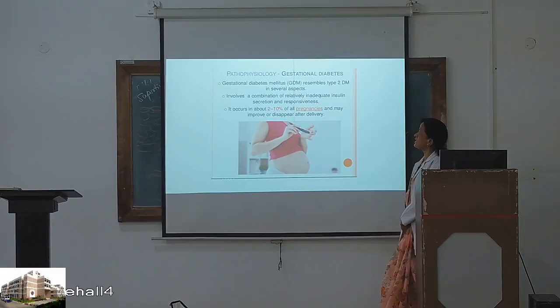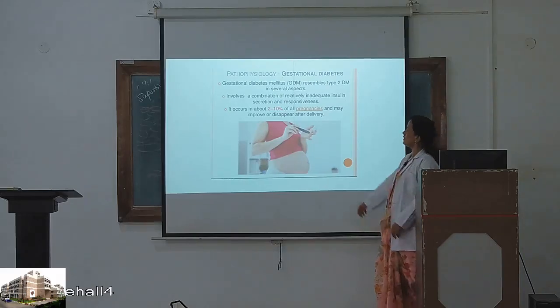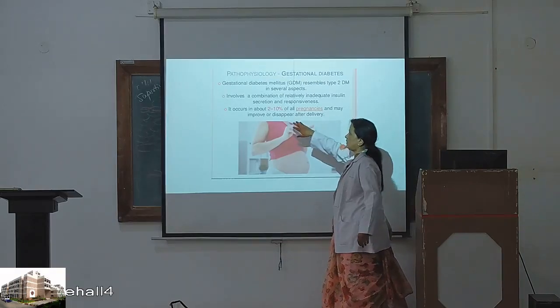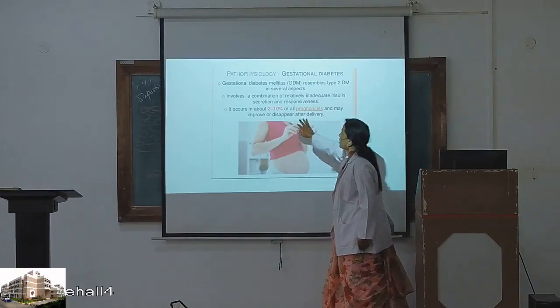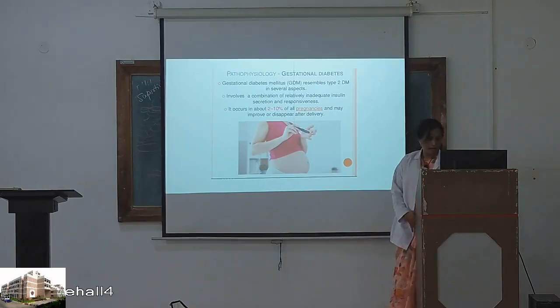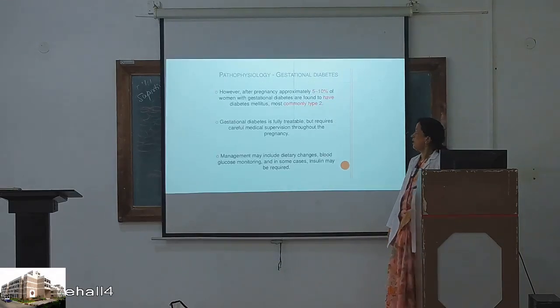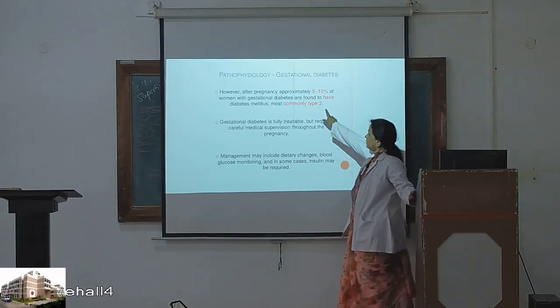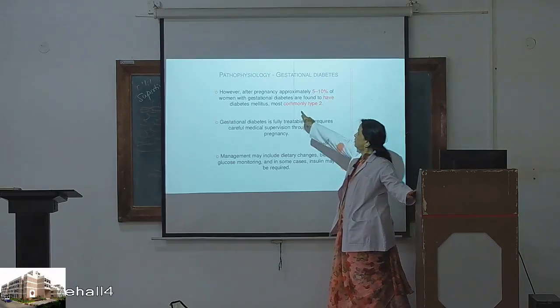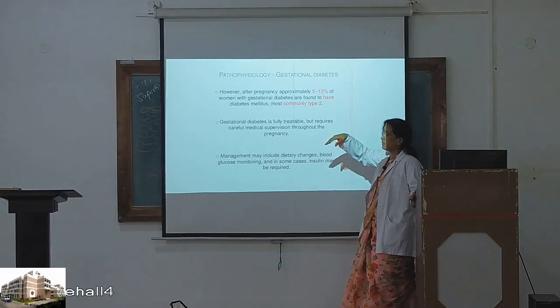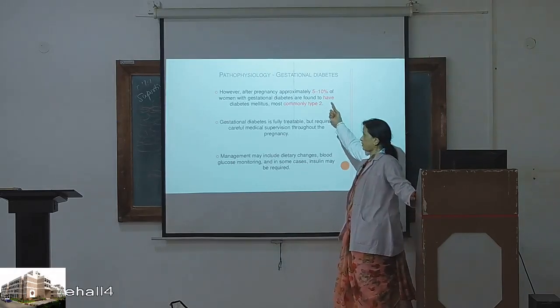So gestational diabetes mellitus resembles type 2 diabetes mellitus in several aspects. This involves a combination of inadequate insulin secretion and responsiveness. I told you 4% earlier, so it can occur, say, affecting about 2 to 10% of all pregnancies. And these pregnant women after delivery may improve. Their blood glucose may revert back to normal. However, 5 to 10% of women are found to have diabetes mellitus, most commonly type 2. It may not return back to normal. It all depends on their genetic factors also.